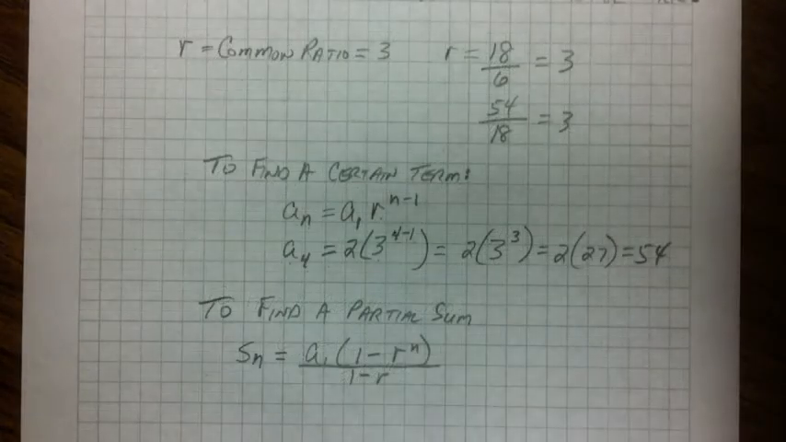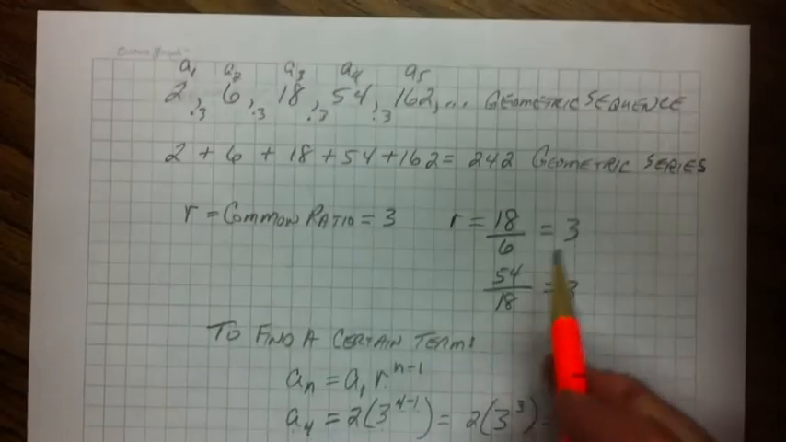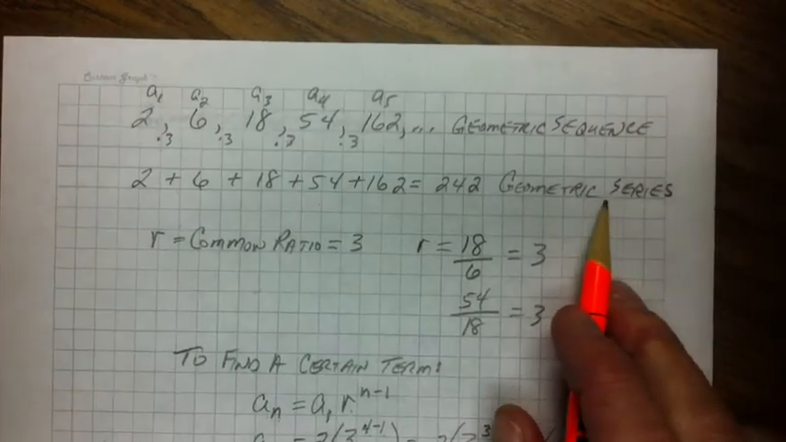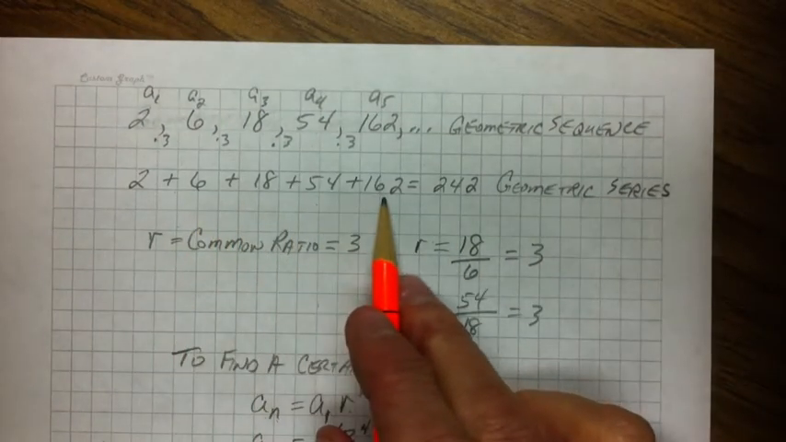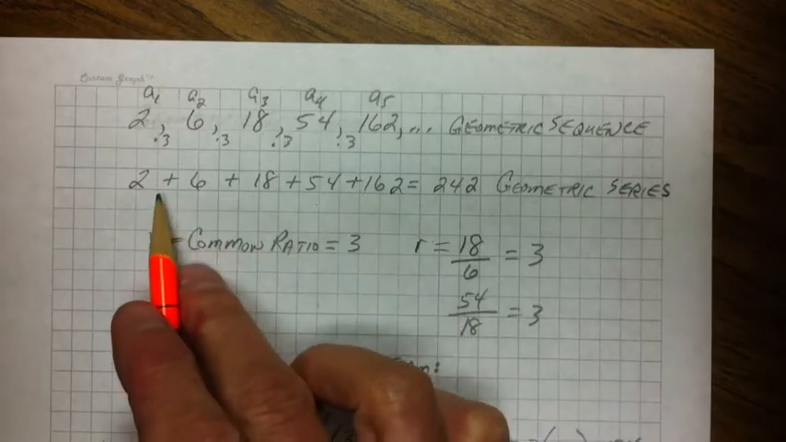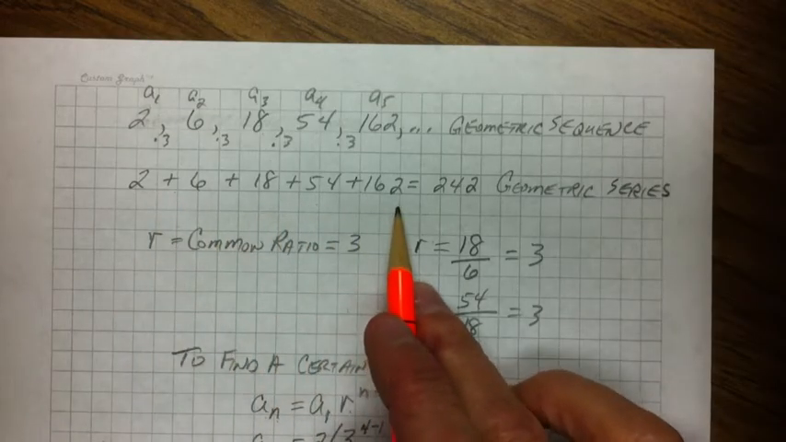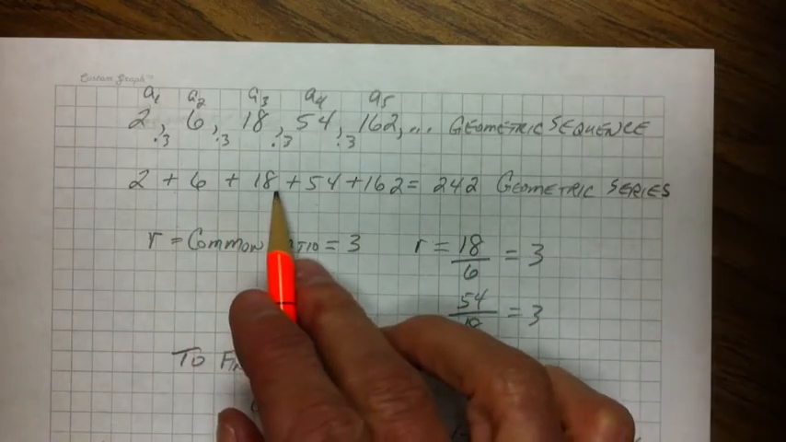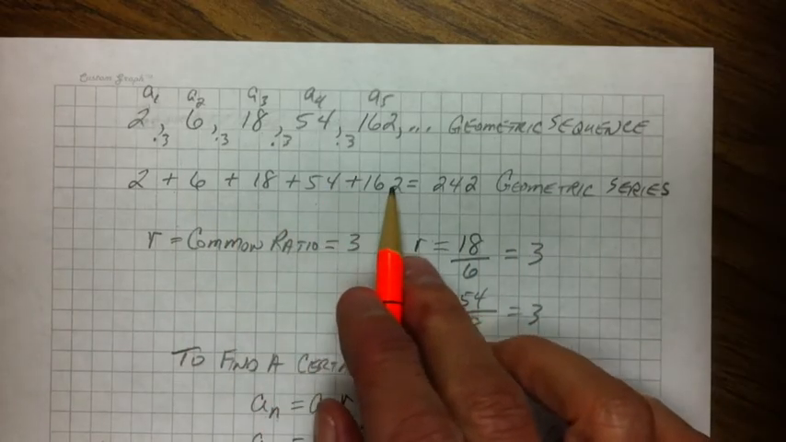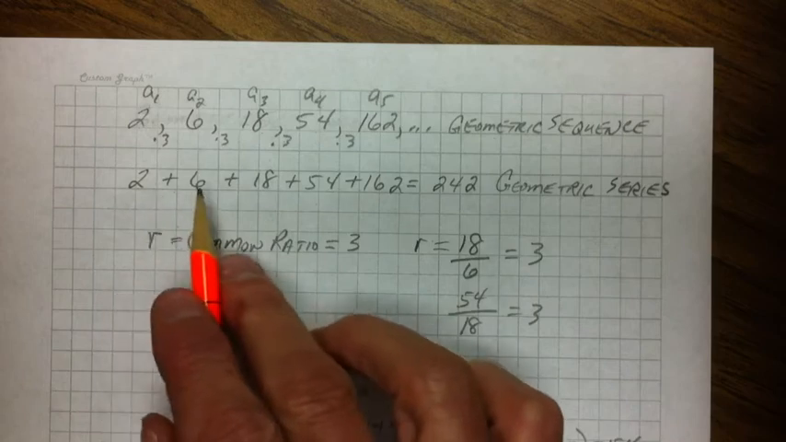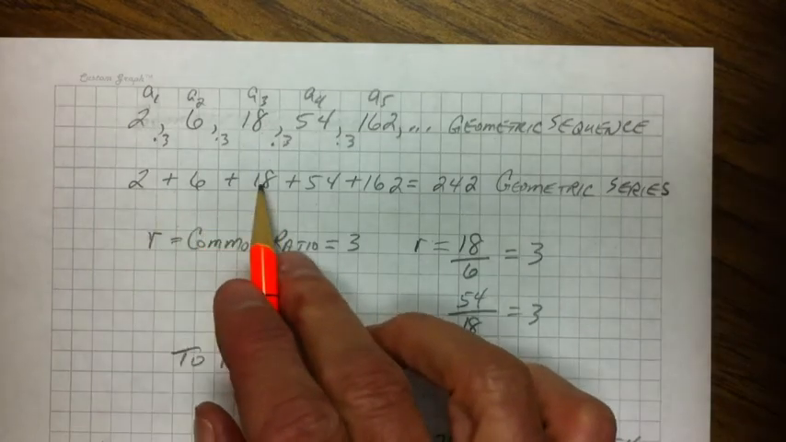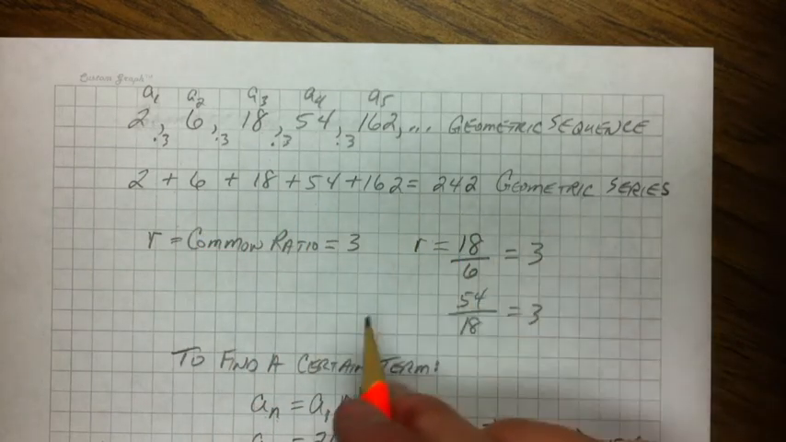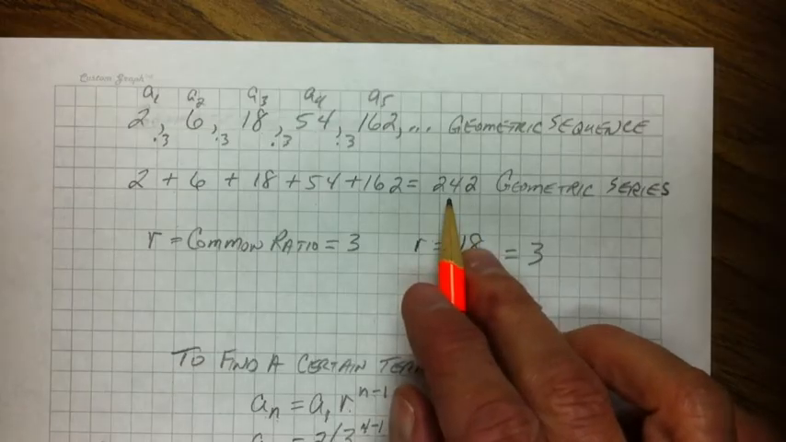All right, now what if I want to find a partial sum? Now you guys remember a series is just the sequence when we add all the terms up. All right? Now a partial sum means I'm just adding part of the sequence. I'm not adding all the numbers out to infinity. I'm just adding the first 3 terms or the first 4 terms or the first 5 terms. In this case, my partial sum was adding the first 5 terms, and that's my series there. And I got a sum of 242 by hand.